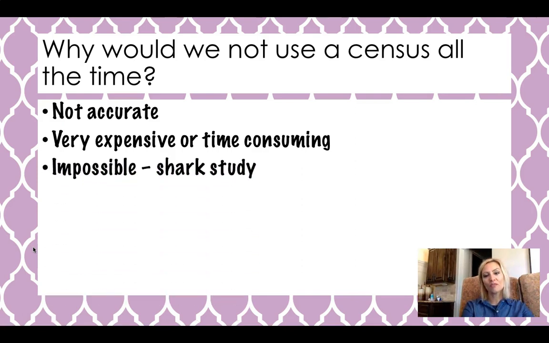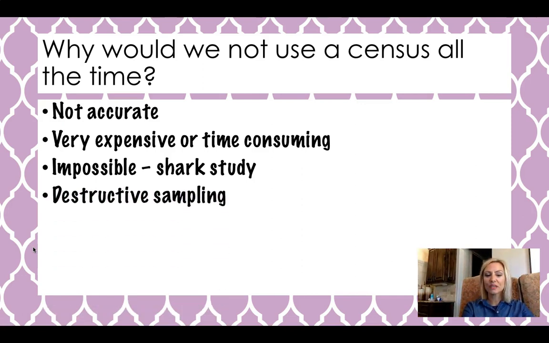And then we also have an impossibility with sometimes doing a census, like I gave you the example earlier with the shark study, or with a study of deer in the wild. If we want to know about the average size of a white-tailed deer in Texas, we certainly can't do a census and interview all the white-tailed deer or measure all the white-tailed deer in the state.